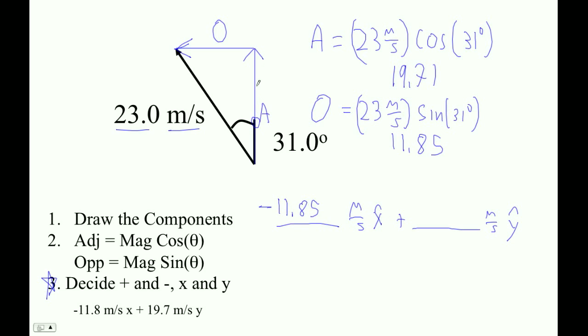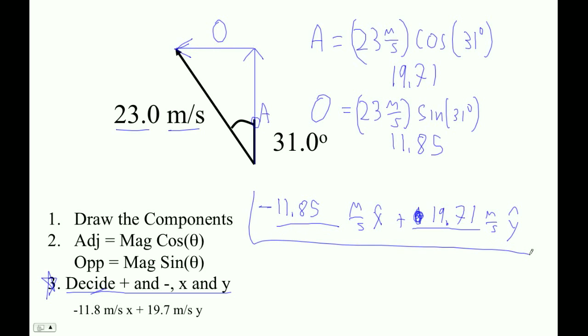And now we've got the y direction. This adjacent side is our y direction, okay? And so I'm going to say 19.71, and it's up, so it's positive. Now that's a little beyond the pale to say plus a positive, right? We don't really need that there. So notice that this is the hardest thing. This is what everybody messes up. Everybody can do the trig, but then you've got to figure out that this thing goes to the left and this thing goes up. So the upward one is the positive y. To the left is negative x.